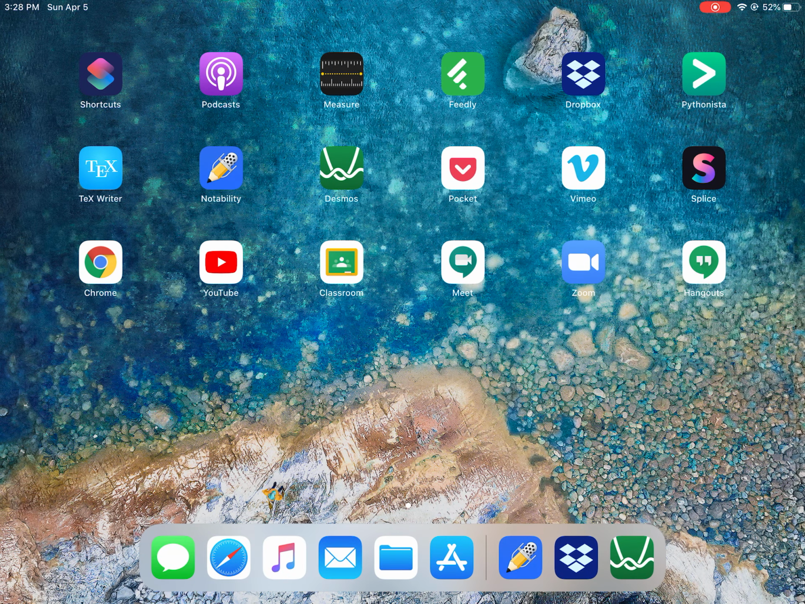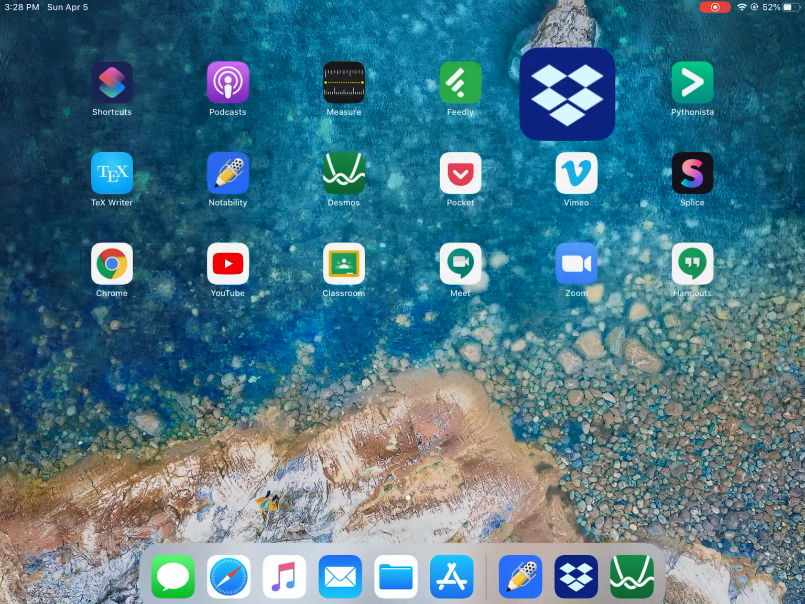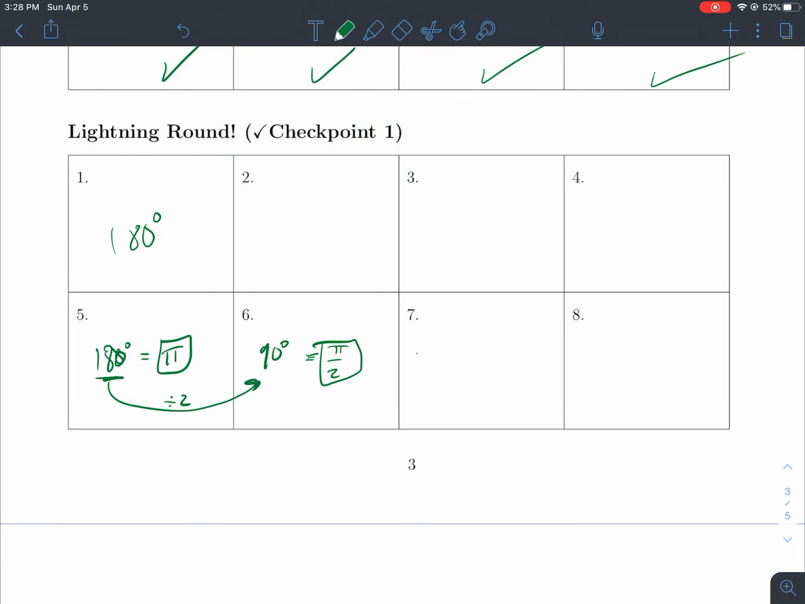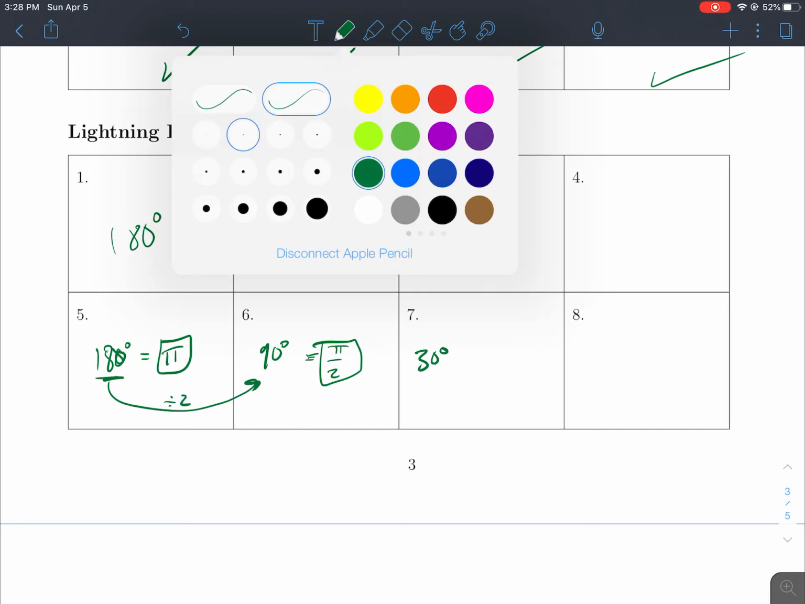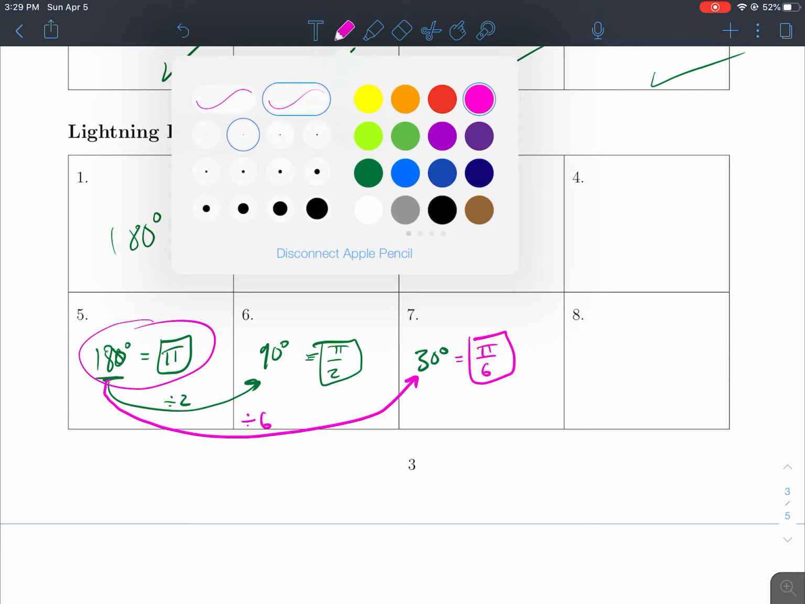For problem 7, we wanted to make 30 degrees. And so I always go back to my key fact, 180 degrees is the same thing as pi. Well, what do we have to do to 180 to turn it into 30? Dividing it by 6 will give you 30 degrees. And so if you divide pi by 6, you get pi over 6. And that would be your final answer here.